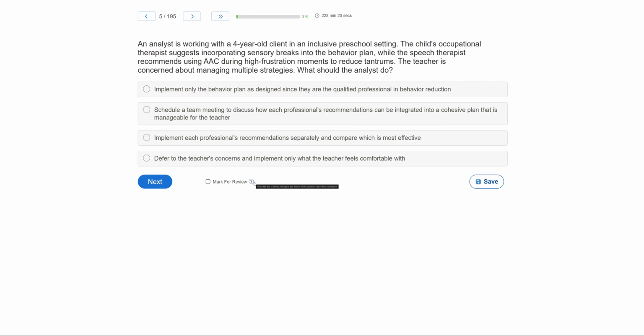C, implement each professional's recommendation separately and compare which is most effective. We're not working individually. We're working as a team. We need to be on the same page. D, defer to the teacher's concerns and implement only what the teacher feels comfortable with. Now, obviously, the teacher's got to be comfortable with it, but we don't just defer to her for everything because it's her classroom. We're all there to help the child. We've got to make our best decisions based on the child's needs and not necessarily others. The analyst's best approach here: try to get a meeting together, try to collaborate into a cohesive plan that's also manageable for the teacher.